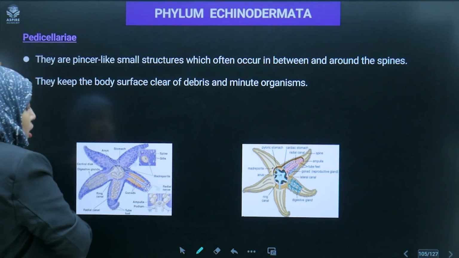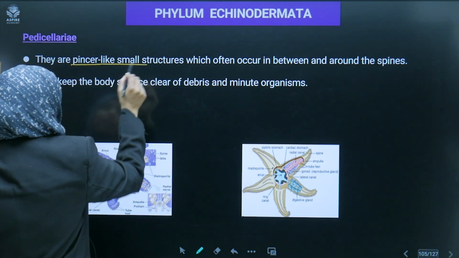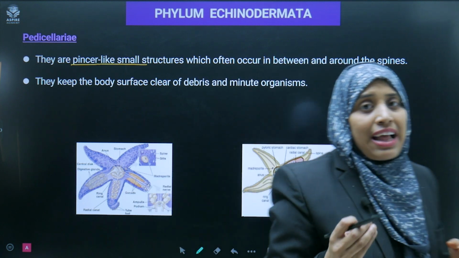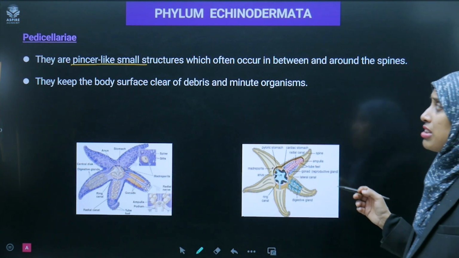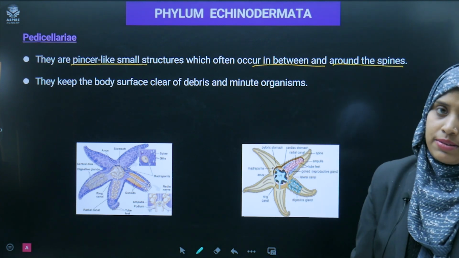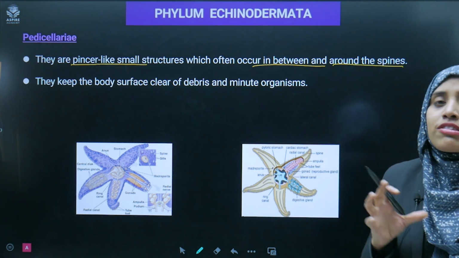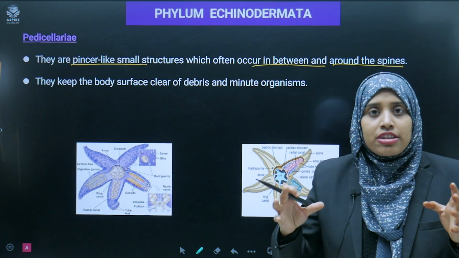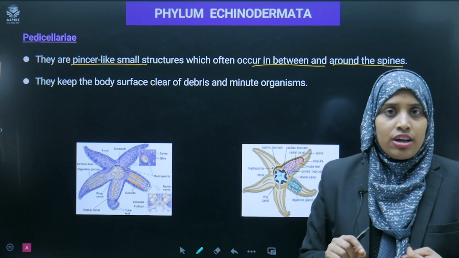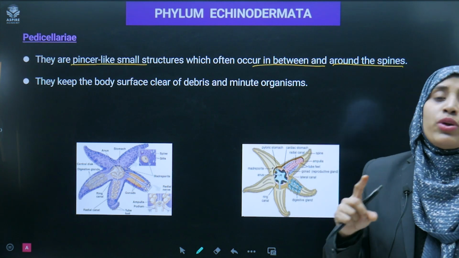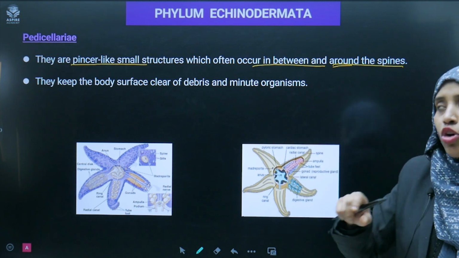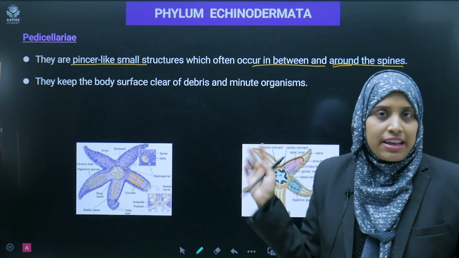We can say they are pincer-like small structures. So what are they? Pedicellaria are pincer-like small structures that often occur in between and around the spines. We know the exoskeletons of echinoderms consist of spines and pedicellaria. So either in between the spines or around the spines, we can find pedicellaria.